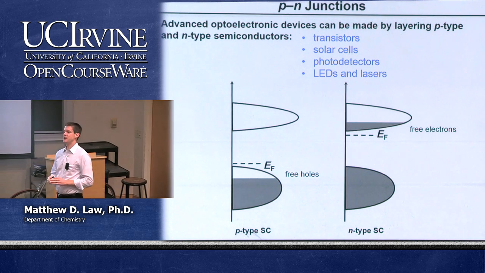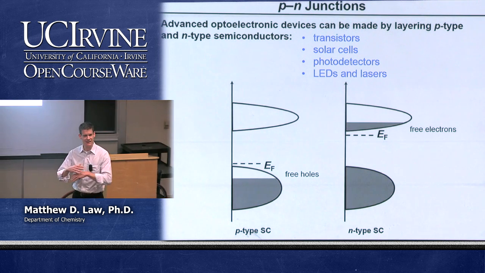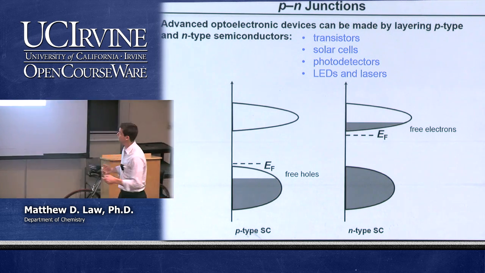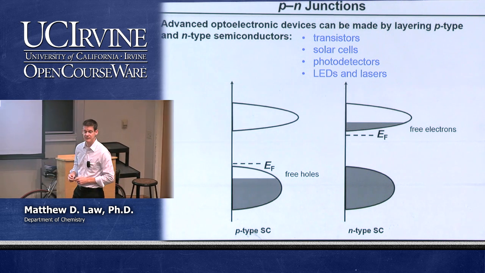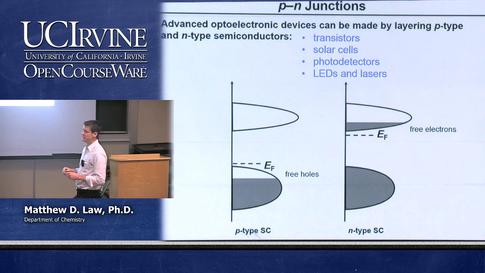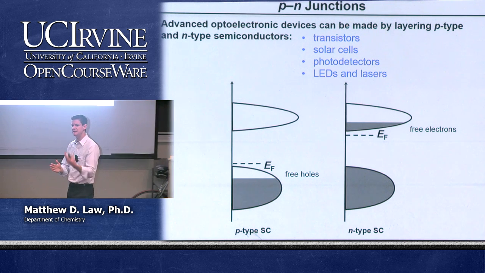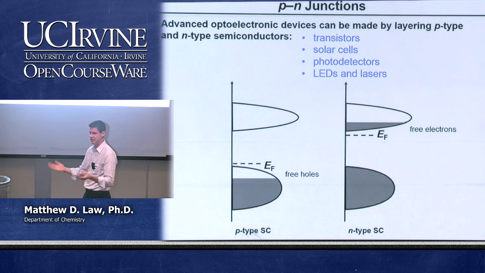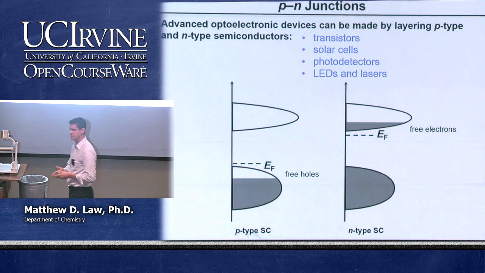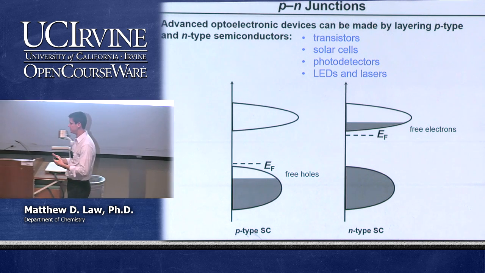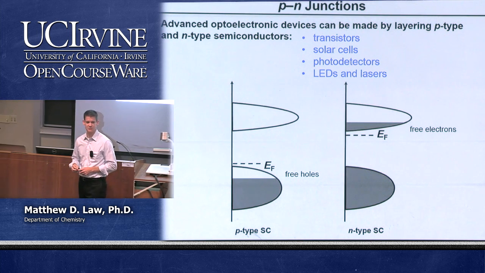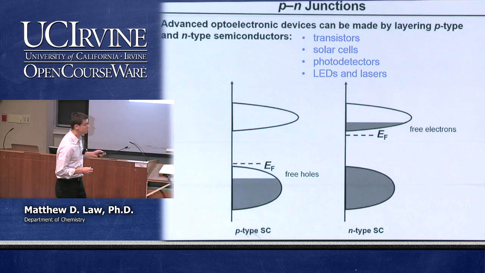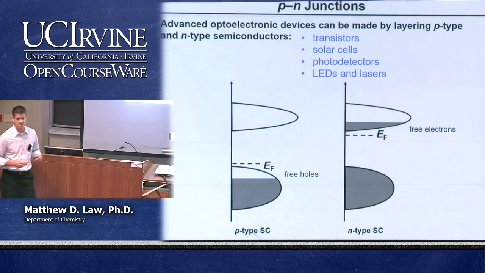One of the key building blocks of semiconductor devices that can generate lots of cool devices, including things like transistors, solar cells, photodetectors, light-emitting diodes, and laser diodes, are based on just layering a p-type material and an n-type material together to create a p-n junction. Right? Just a layer of p-type material and a layer of n-type material, usually with some other stuff around it, electrodes and other things. But the basic building block is just putting these two materials together.